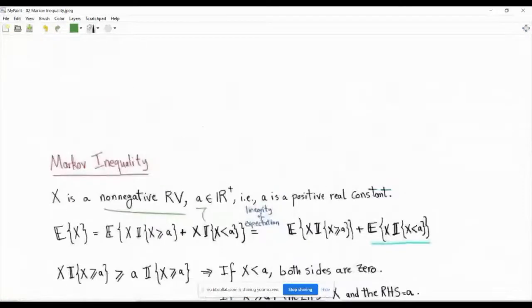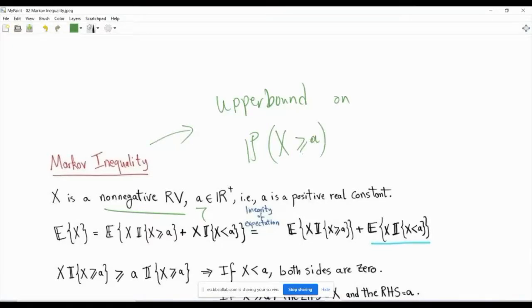The Markov inequality is an upper bound on the tail probability. What is the probability that this random variable X will go above a? What is the probability that X is greater than or equal to a? It's called the tail probability in the sense that you ask yourself what is the probability that random variable X will be greater than or equal to some given threshold value, which is a.